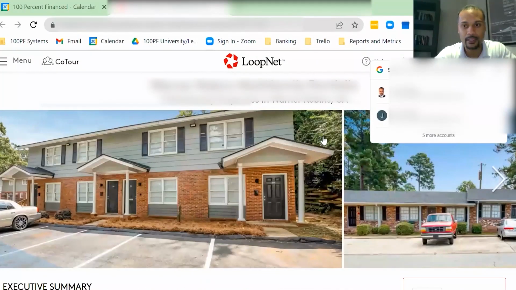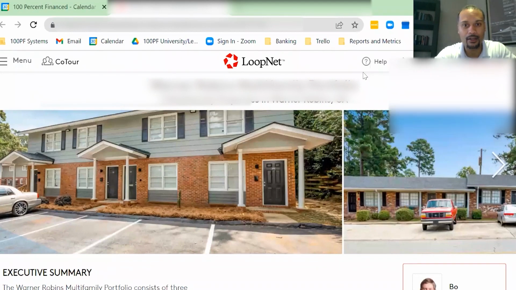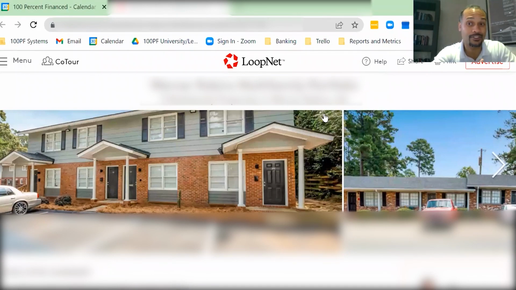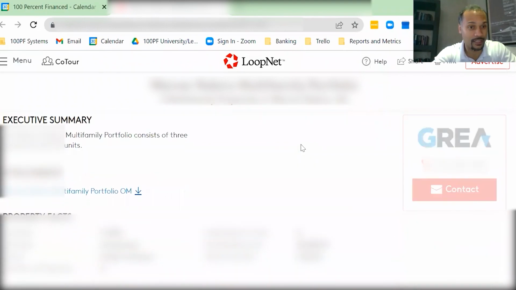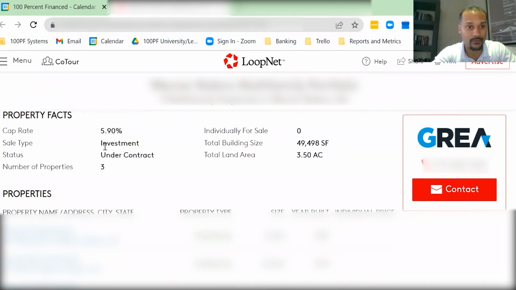By the way, if the information is blurred out, like the name or the address or URL, it's the student's deal that he's entertaining, so we don't want to share this deal all over the internet. This is a 50 unit. Now what we want to take a look at here is the OM, the offer memorandum. We'll look at that in a second, but first some property facts.